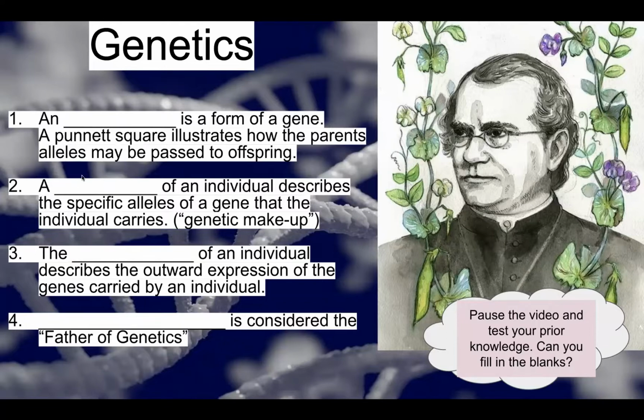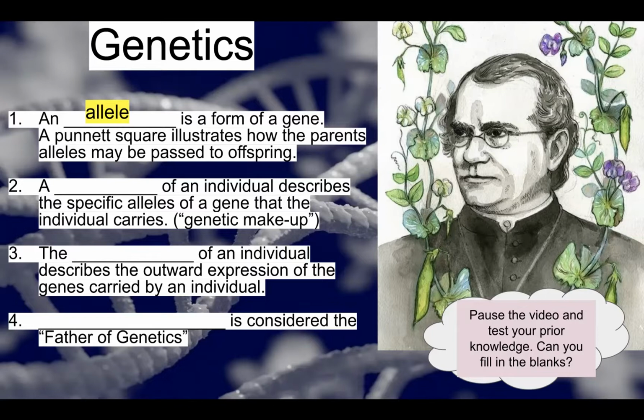So question number 1 is: a blank is a form of a gene. A Punnett square illustrates how the parents' alleles may be passed to an offspring. So for number 1, an allele is a form of a gene. And we're going to be looking at examples of alleles as we complete our Punnett squares today. So again, an allele is just a form of a gene.